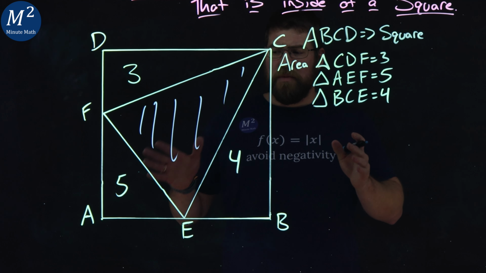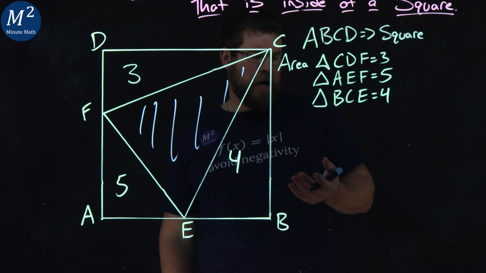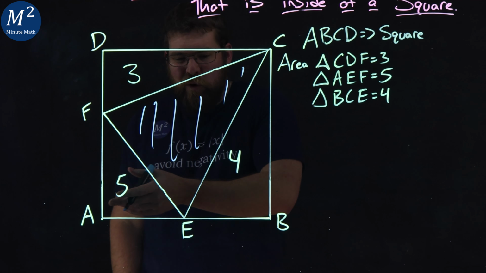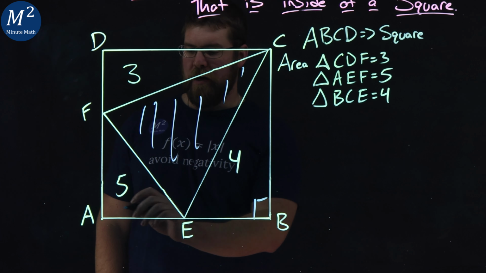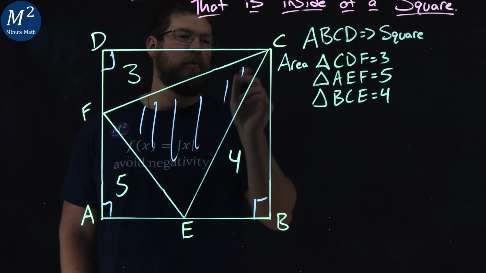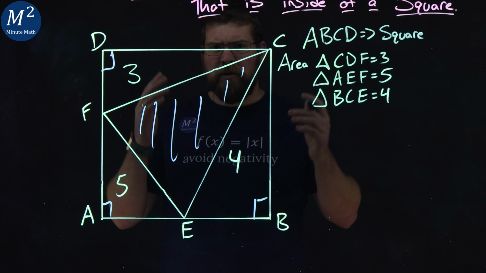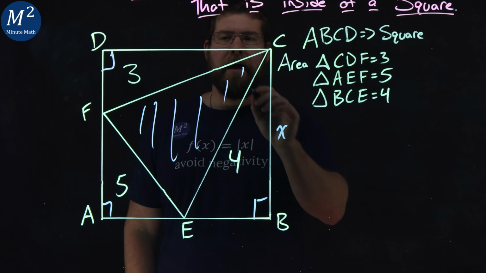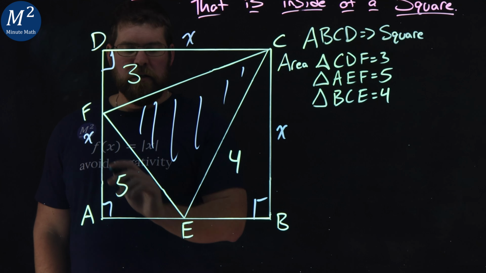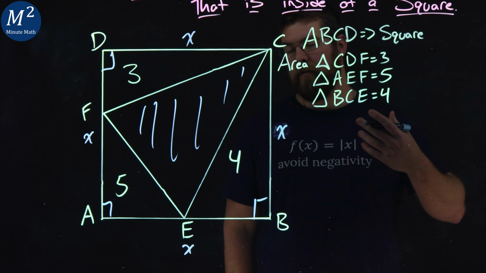Since we know that ABCD is a square, it has all the properties of squares, meaning all the corners are right angles. Most importantly for our problem, the side lengths are all congruent. So let's label the side length with a variable. Let's call it x, everyone's favorite variable. So x is going to represent the length of each side of the square.